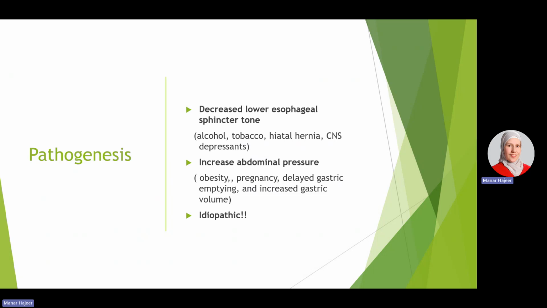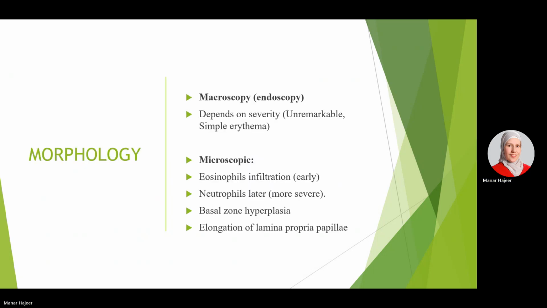Hiatal hernia means when part of the stomach herniates through the diaphragm and becomes part of the thoracic cavity. This will lead to a decrease in the tone of the lower esophageal sphincter and reflux of content to the lower esophagus. Causes of increased intra-abdominal pressure include obesity, pregnancy, delayed gastric emptying, and increased gastric volume.